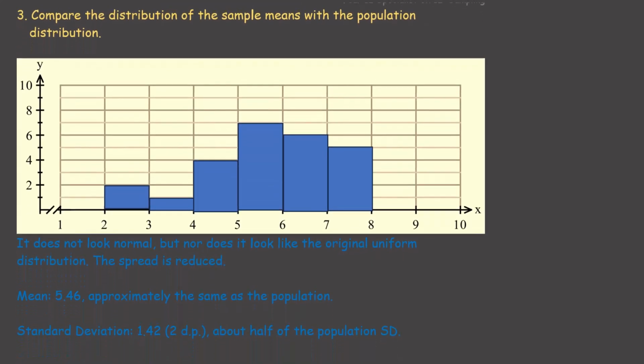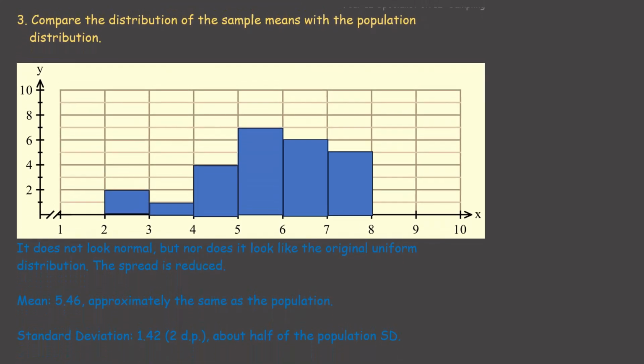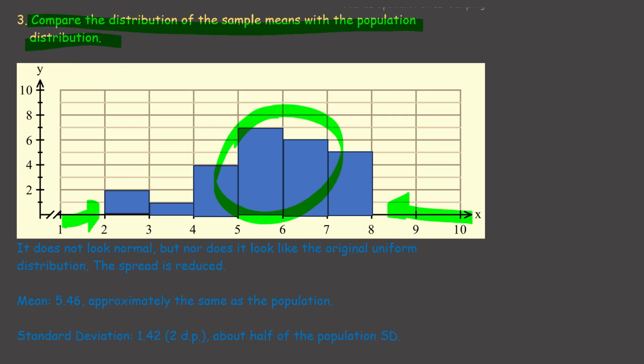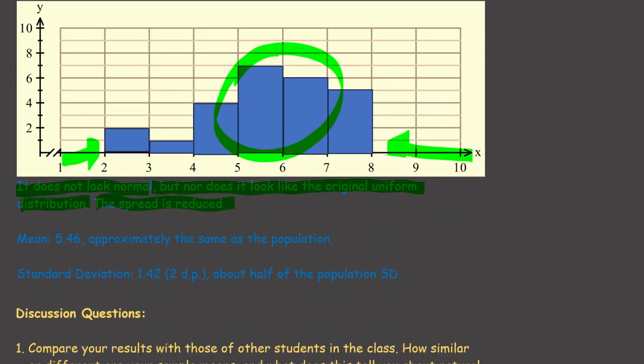And then compare the distribution of the sample means with the population distribution. Well, the population distribution, we know, is uniform. But here we can see it's not. It's moved away from the extremes, and it is clustered around the middle. Now, it does not look normal, but nor does it look like the original uniform distribution. The spread is definitely reduced.